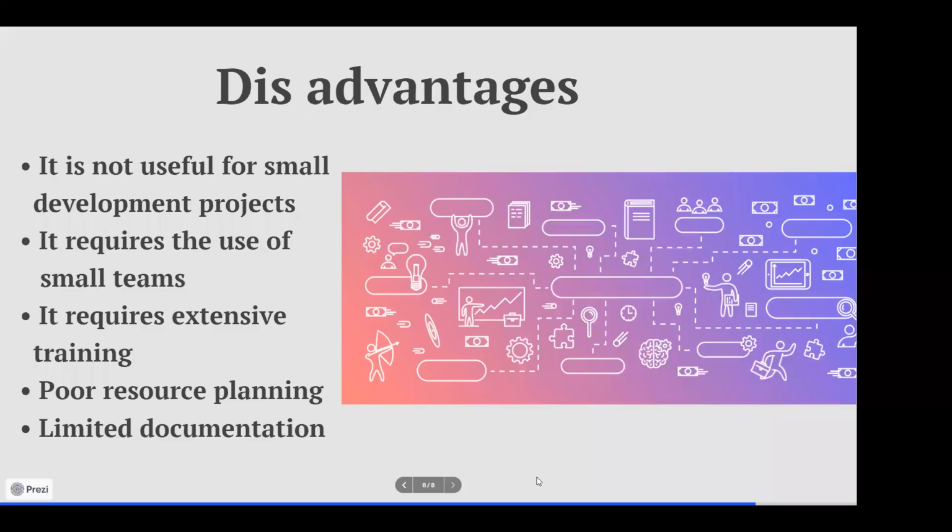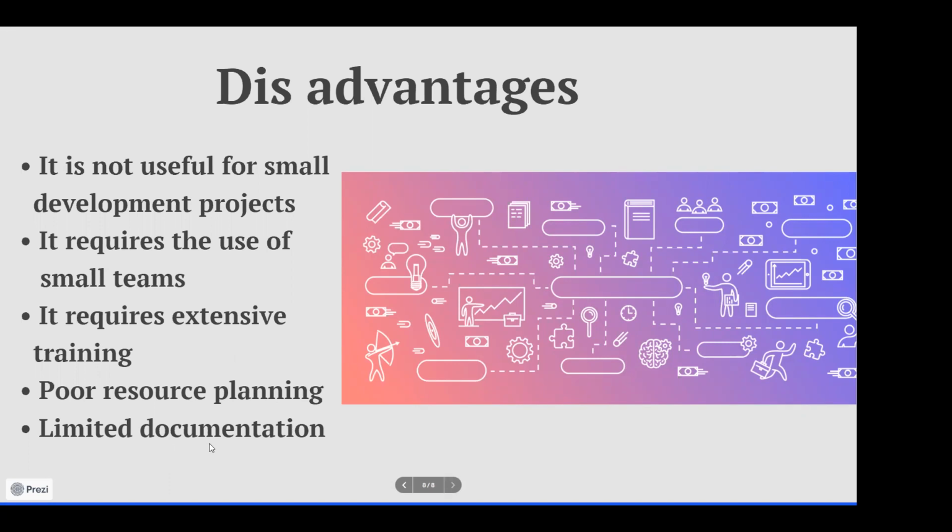Let's see the disadvantages of Agile methodology. It is not useful for small development projects. It requires the use of small teams. It requires extensive training. In Agile they only hire experienced people, and they don't hire fresher testers or fresher developers because it is very difficult for them to understand the requirements. So in order to avoid this, they only hire experienced developers and experienced testers. Next, poor resource planning.